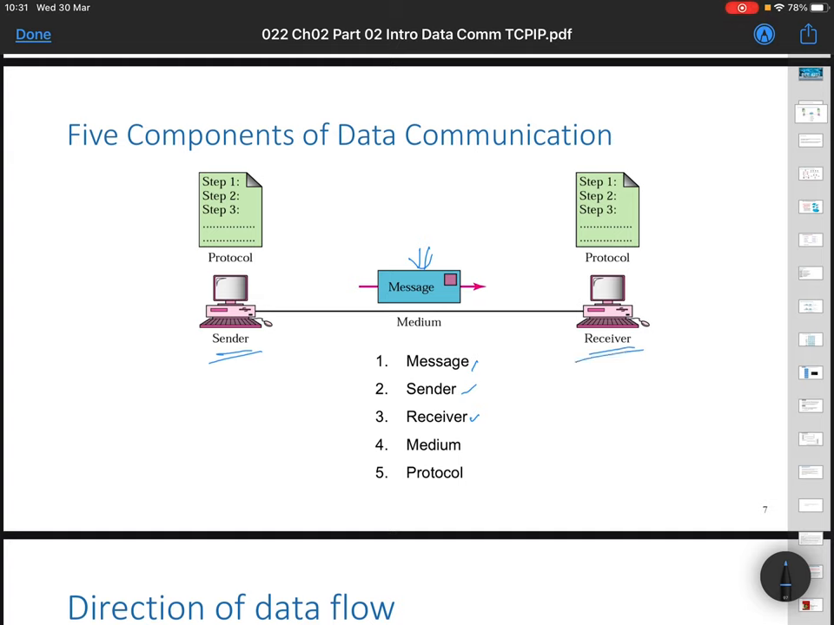The fourth component is the medium of communication, also known as the channel of communication. And number five is the protocol, or the standard.